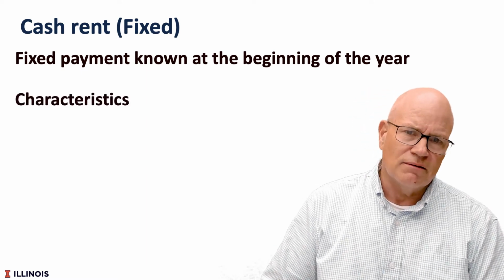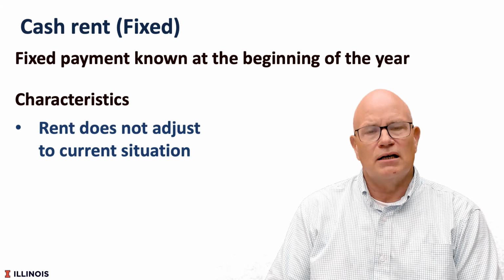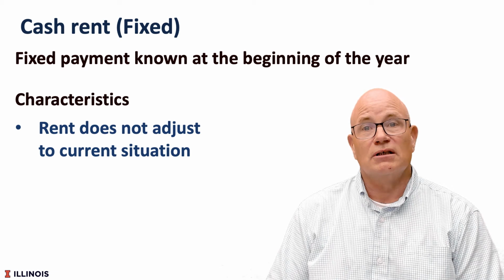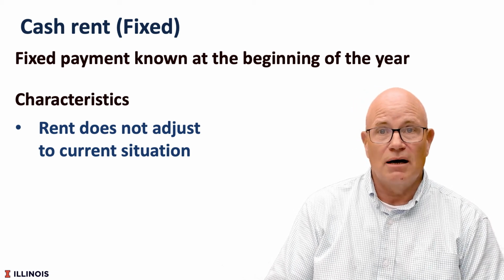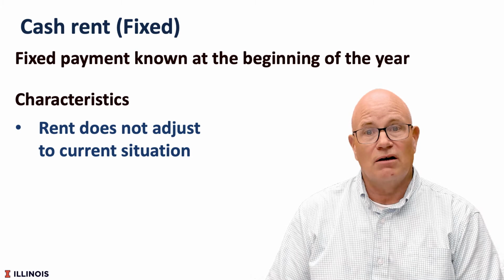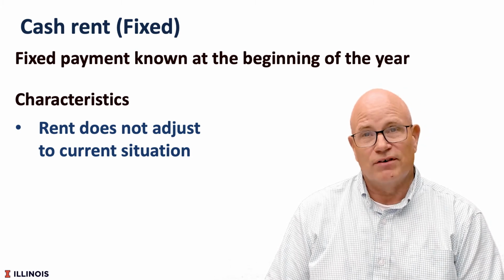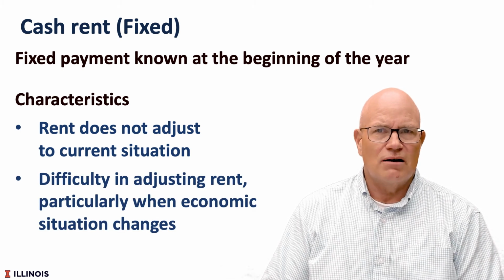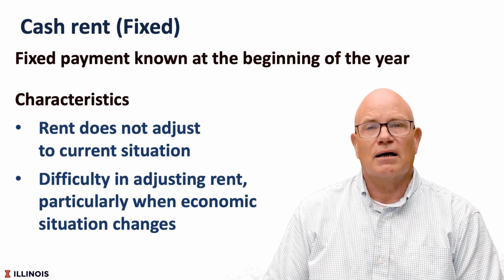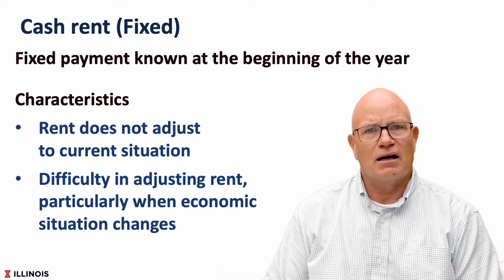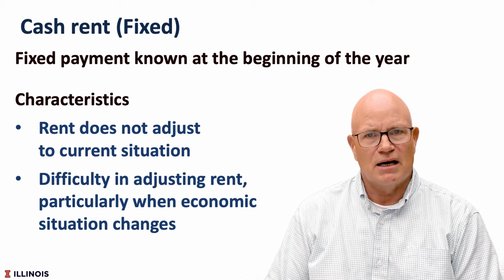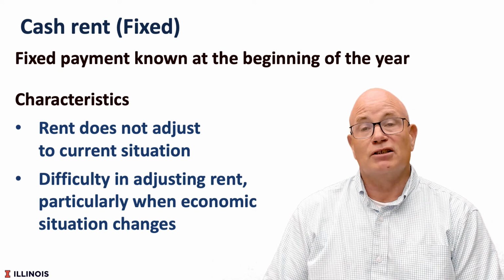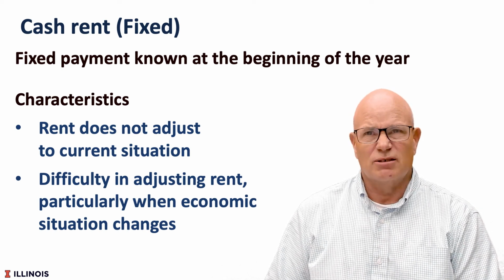The characteristic of the fixed cash rent is that the rent does not adjust quickly as things change. If we have increasing prices and rents need to adjust up, or vice versa, need to adjust down, that is not reflected in the fixed cash rent. Another characteristic is that it's difficult to adjust that rent, particularly when economic situations change, and there has to be a lot of communication between the farmer and landowner at that point in time. From a hands-on standpoint, this is very much less hands-on than the share rent arrangement.